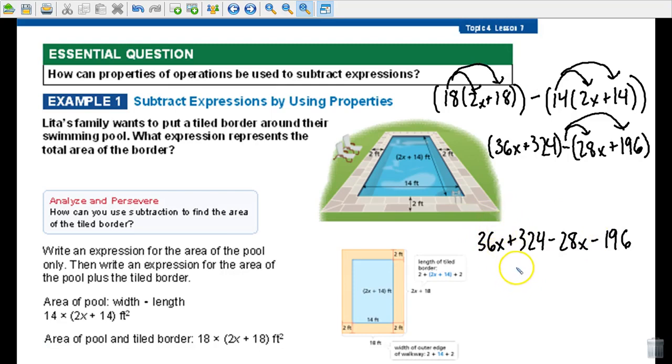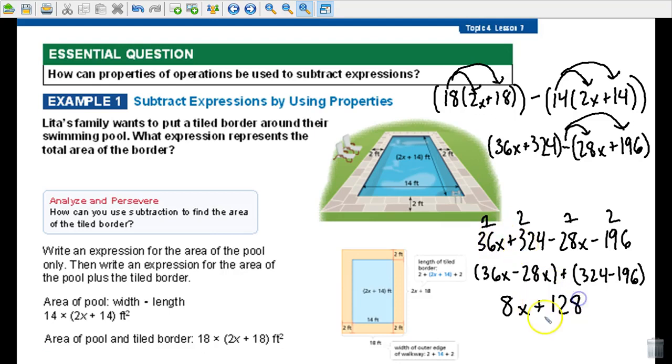But now I have this expression. Like we did in last lesson, we can put our like terms together. I've got an x to the first power and an x to the first power. That's my first pair of like terms. And then I have a constant and a constant. So I can do 36x minus 28x plus 324 minus 196. So 36 minus 28 is 8x. And then 324 minus 196 is positive 128. I don't have any more like terms. Therefore, this is it. I'm all done.